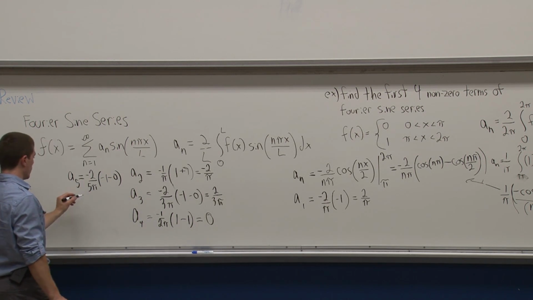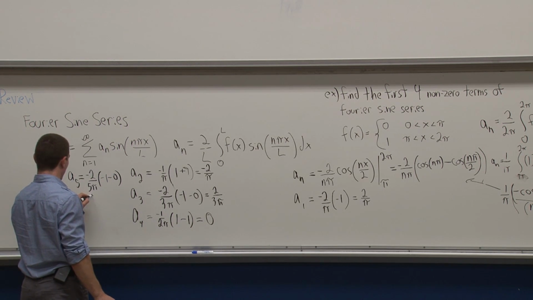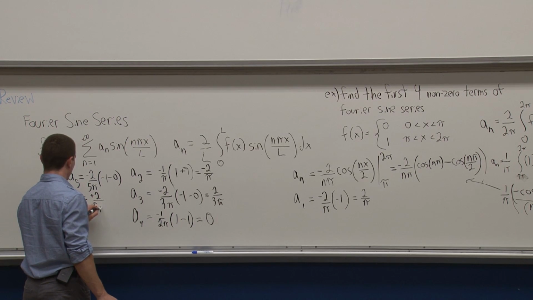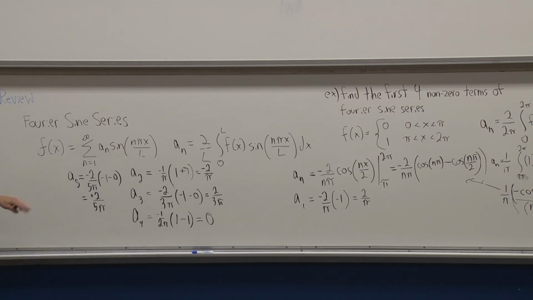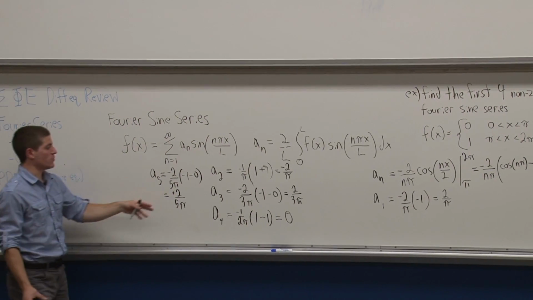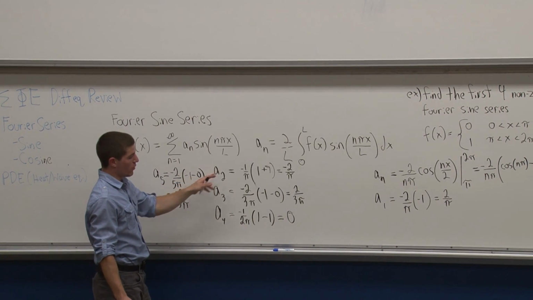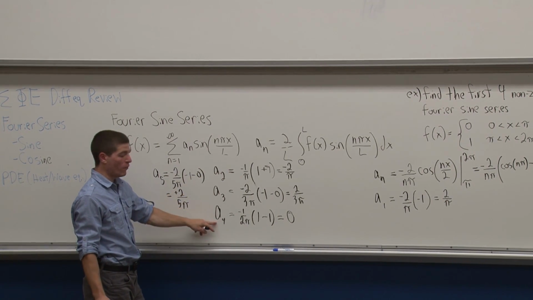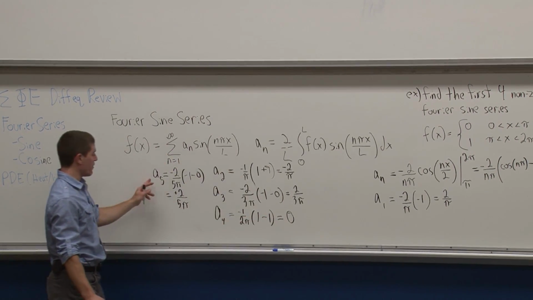So then this goes to negative 1. So you have A5 equals positive 2 over 5 pi. All right, so that was boring, I know, but we have all of our constants. We're going to use A1, A2, A3, not A4 because it equals 0, and A5.